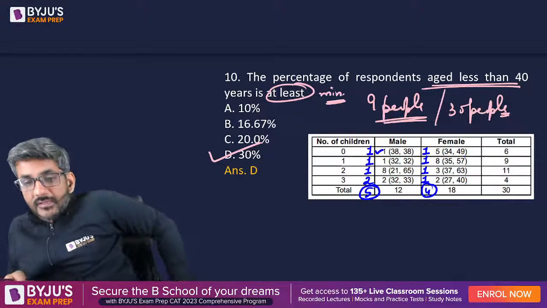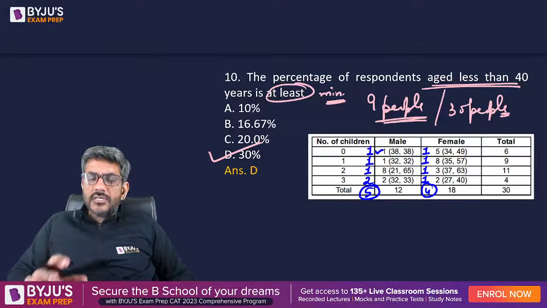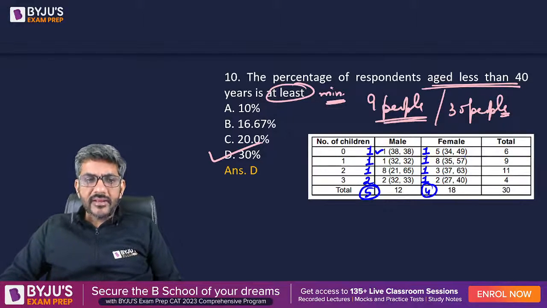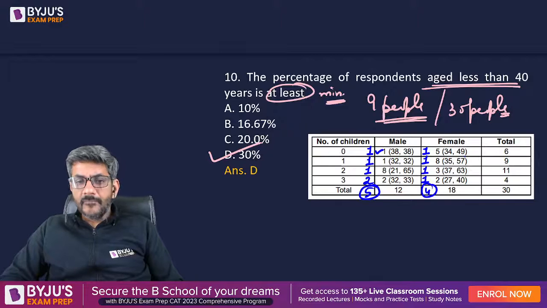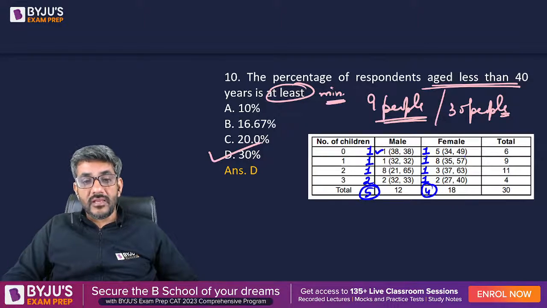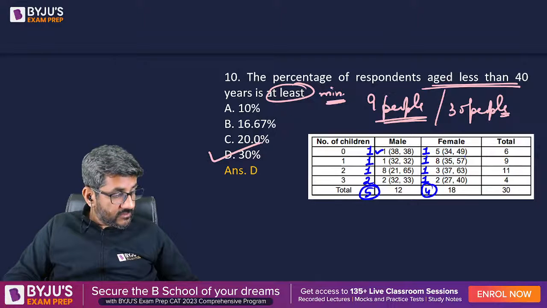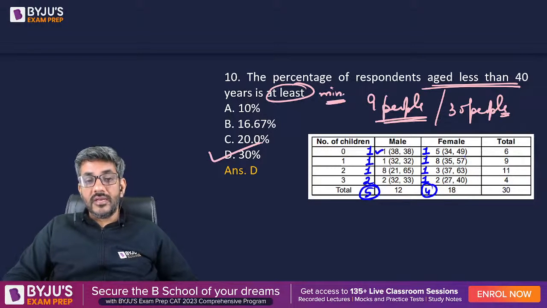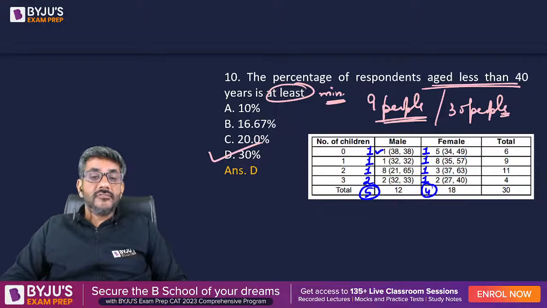Ritik Singh got A. Ritik, I hope now it is clear. अब आपको समझ आया होगा. You might have made some mistake here, right? When I talk about minimum number of people less than 40, minimum number of people less than 40 is equal to 9, which is 30% of the total.